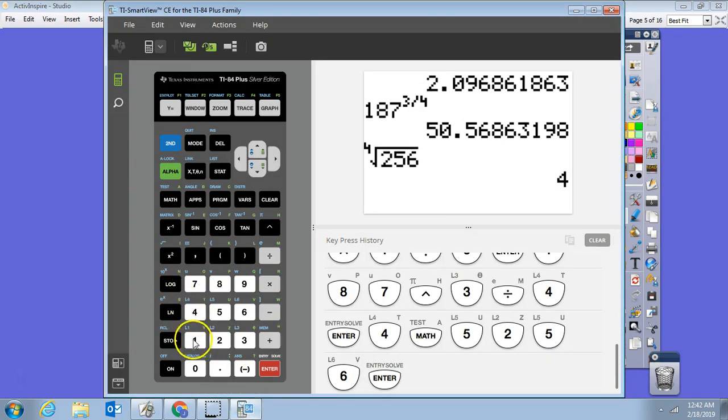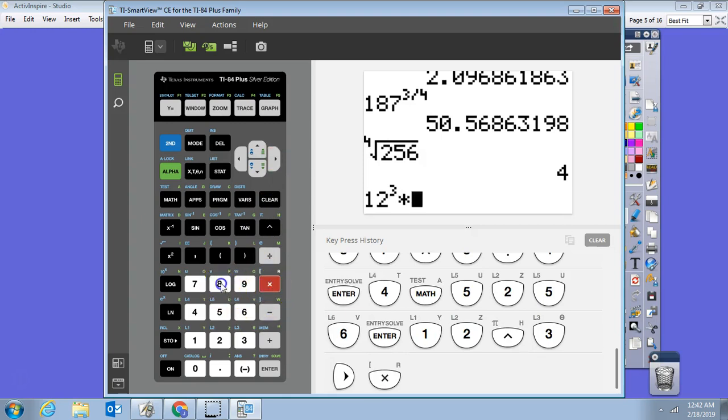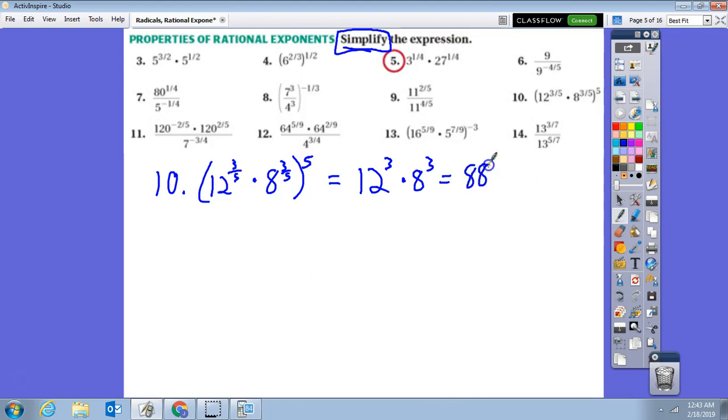Now you can take out your calculator and you can do that. 12 raised to the 3rd times 8 raised to the 3rd. Press enter. You get 884,736. Such a beautiful number. Now, some of you are going to say, well, Mr. Harrison, can I just type all that in right from the very beginning? Yeah, if you're really good at typing stuff on the calculator, you might could handle that. But simplifying it first makes this easier to type in the calculator. Technically, you could also do this. 12 times 8 to the 3rd is the same thing as 12 to the 3rd and 8 to the 3rd. And you could actually get the same answer.